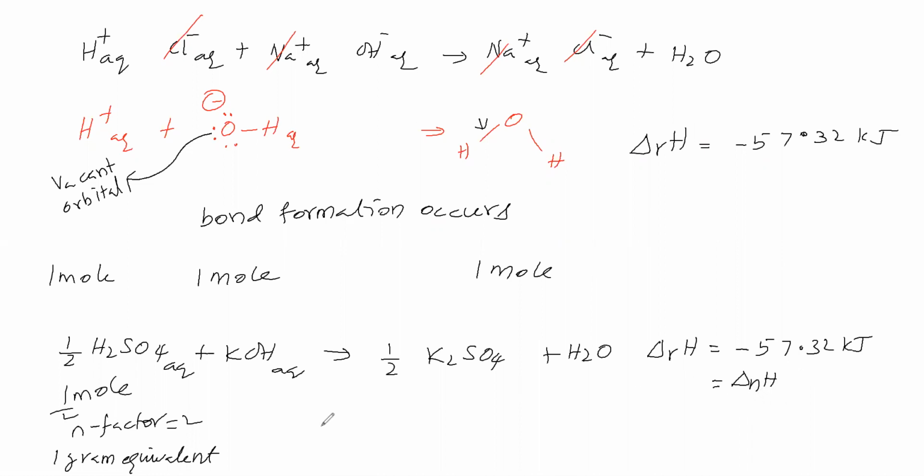Okay, now in the previous case we took HCl and sodium hydroxide, for which the enthalpy of neutralization is minus 57.32. Now we have taken sulfuric acid and potassium hydroxide, for which the enthalpy of neutralization is also minus 57.32. So from this we can conclude that the enthalpy of neutralization between any strong acid and strong base remains the same. Why? Because a strong acid undergoes complete ionization in water, and a strong base also undergoes complete ionization in water.